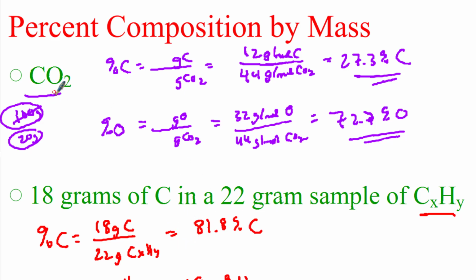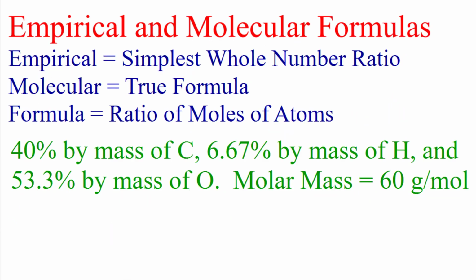Well, if you know the chemical formula and we can know the percentages, then if you know the percentages, can you know the chemical formulas? Yes. And that's how we find what's called the empirical and molecular formulas. The empirical formula is the simplest whole number ratio. The molecular formula is the true formula. And the formula is just a ratio of moles.